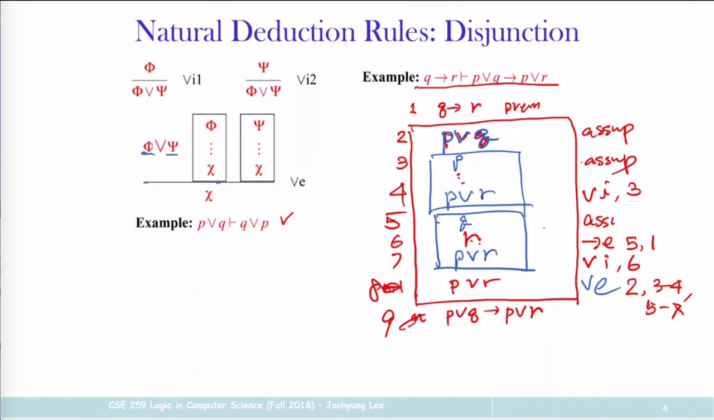Okay. So for line 9, we would do the implication introduction 2 through 8. Yes, right. I should also write my justification, which is as you say. Okay, and of course in the homework you also have to write all this justification. Okay. All right. Good point.